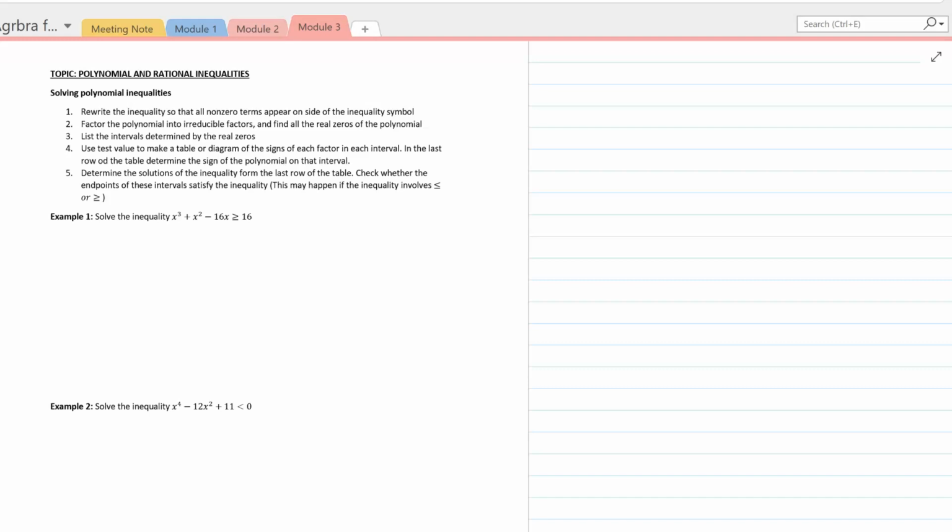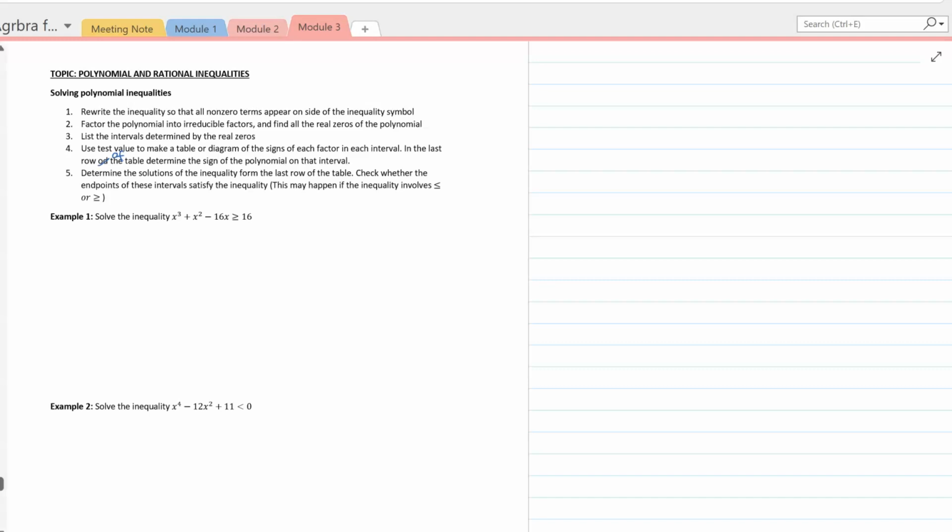Use test values to make a table or diagram of the sign of each factor in each interval. In the last row of the table, determine the sign of the polynomial on that interval. Determine the solution of the inequality from the last row of the table. Check whether the endpoints of these intervals satisfy the inequality. This may happen if the inequality involves a less than or equal or greater than or equal.